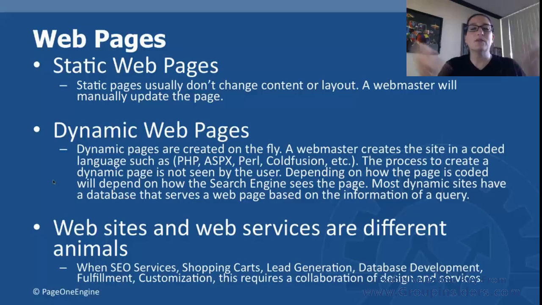An example of a dynamic site might be like a Best Buy, a Gap, something like that. It has lots of information that comes together. The difference between a website and a web service: I want to explain how they're different animals.